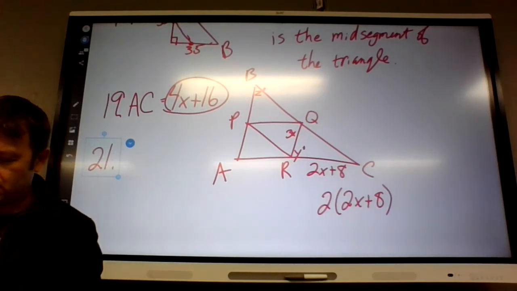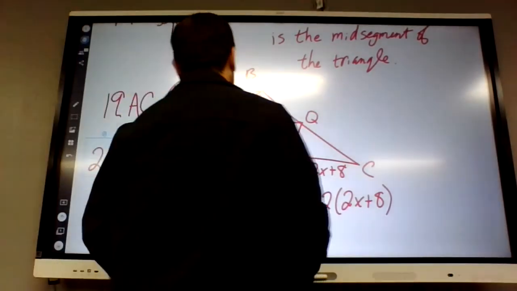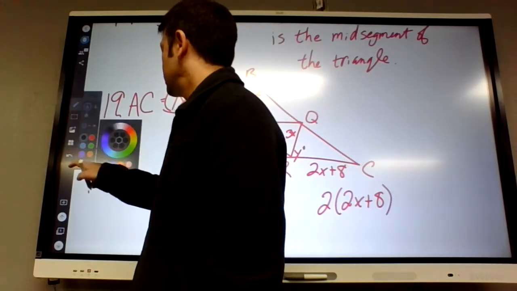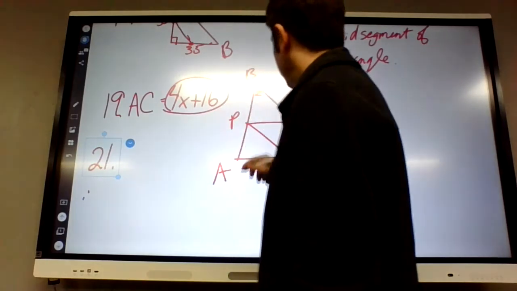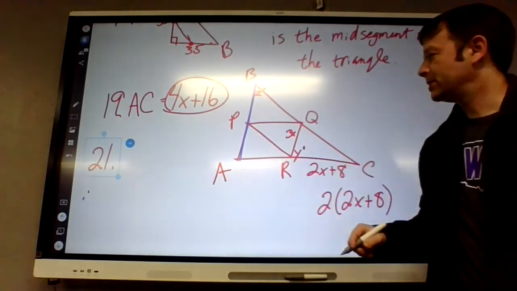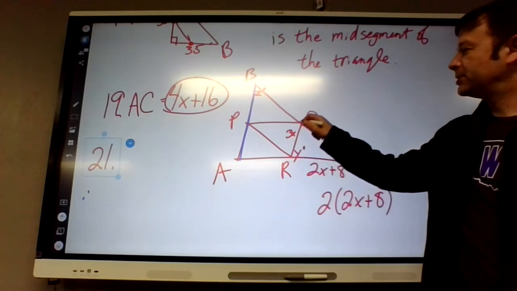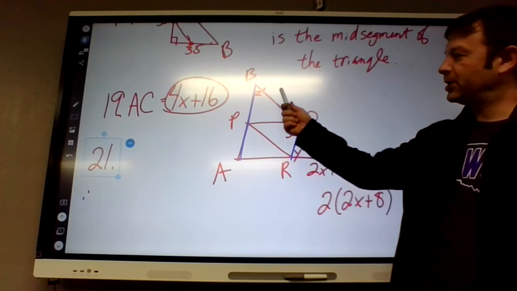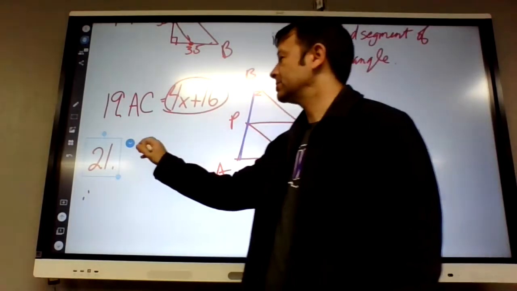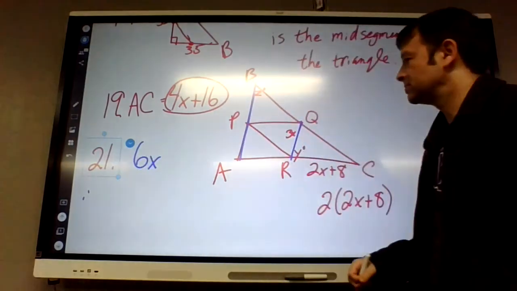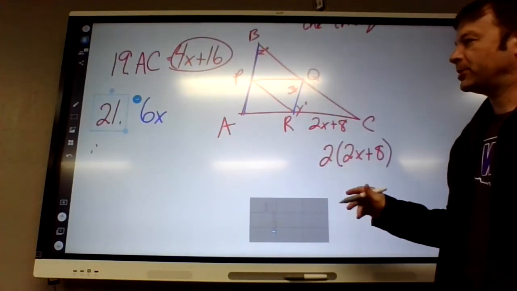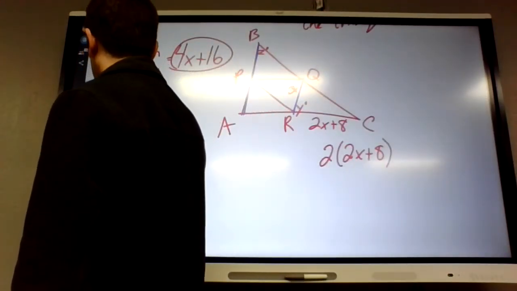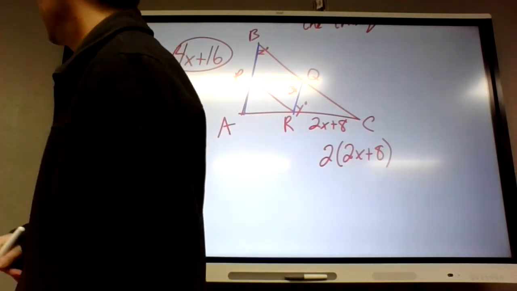Okay, AB. On the next one, we're looking for AB. So from there to there, what do we know about AB? 3x times 2. It's twice as long as RQ. And RQ they called 3x, so AB is going to be 6x. No, just 6x. You don't get an x squared unless you multiply by another x. Oh, that's not bad. Yeah, that's the last one.